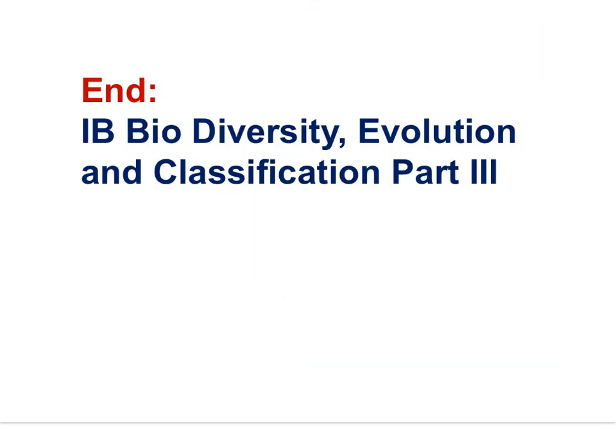And that brings us to the end of IB Biodiversity, Evolution and Classification Part 3. In Part 4, we will look more carefully at the characteristics of the plant and animal groups that are required by the IB syllabus.